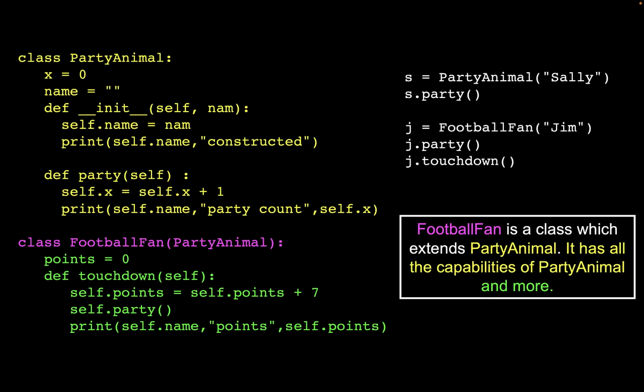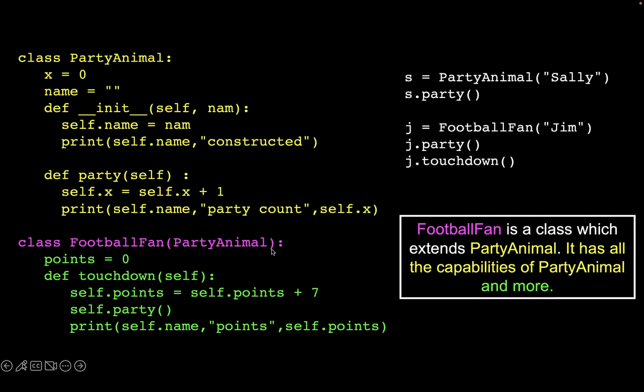And again, I think we're trying to be fun. We're kind of doing Big Ten football. Okay, so we have a party animal class. Now here's what we want to do. We want to define a football fan class that's a subclass of party animal. So the syntax for that is, if we want it to be a subclass of a superclass, we just say football fan, and in parens we put party animal.